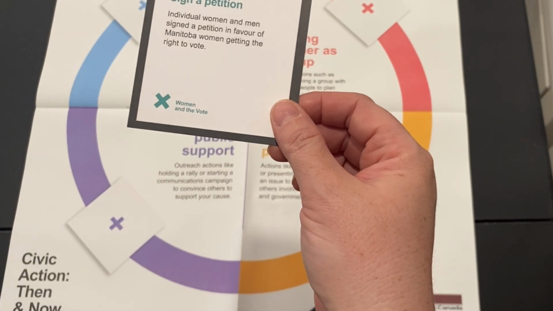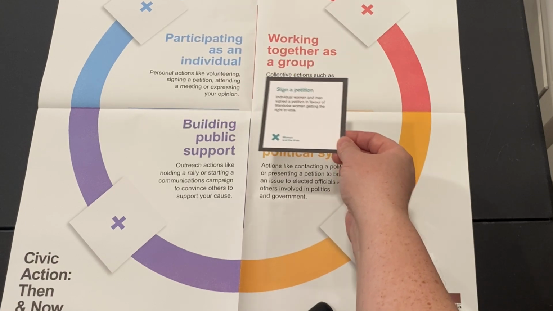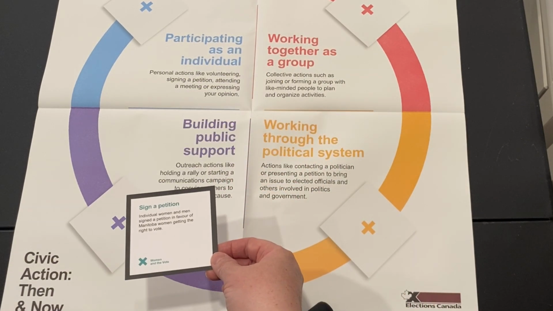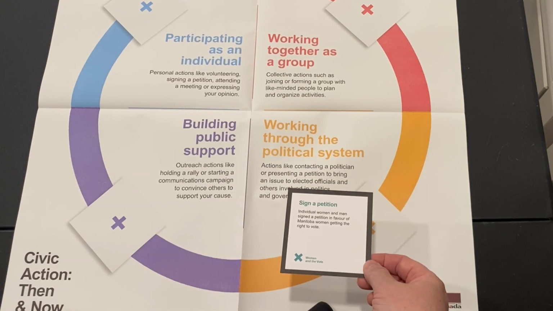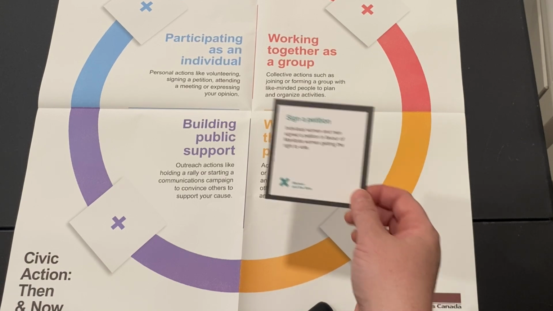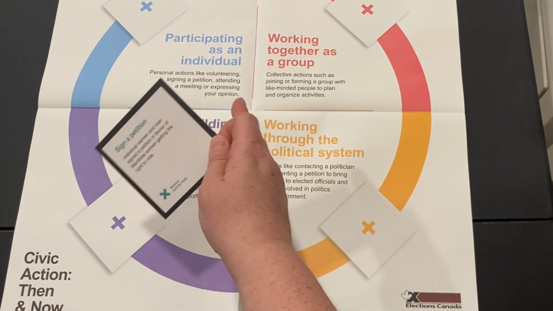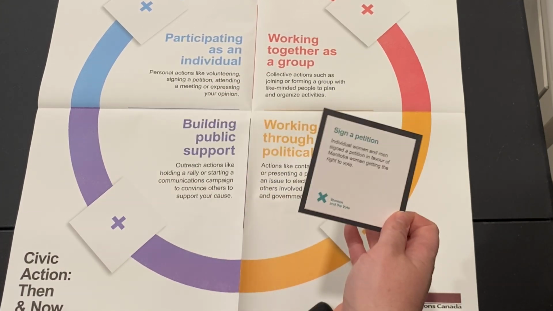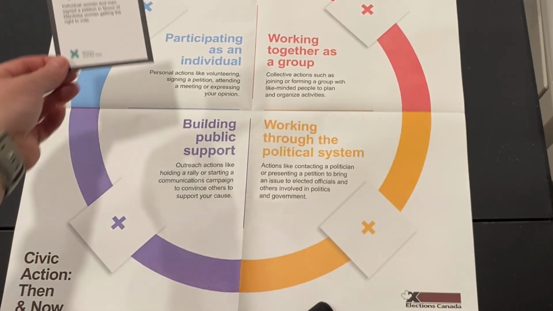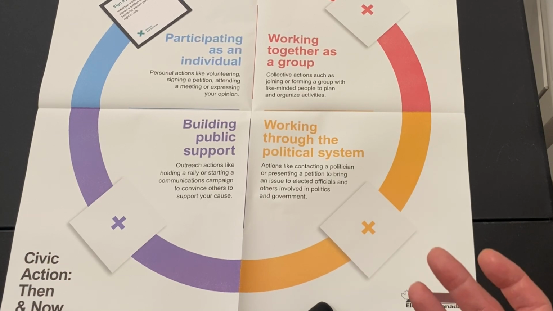So you see here, this one's talking about signing a petition. They then have to decide, is this an example of working together as a group, participating as an individual, building public support, or working through the political system? Now, as part of that slideshow that Elections Canada provides, they do give you a little bit of an overview of each of these. So you're going to want to introduce what each means in advance of doing this activity. But for example, the students might determine that signing a petition goes with participating as an individual. And so they place the card there.